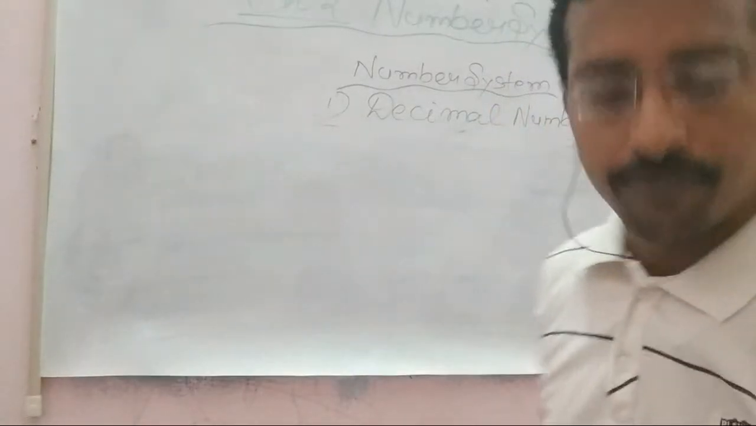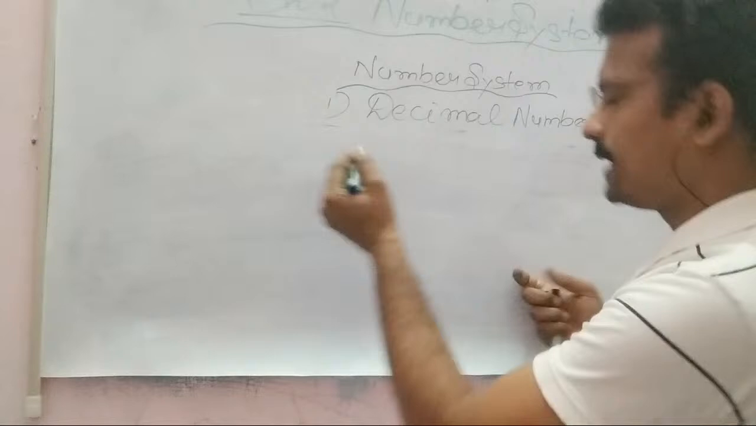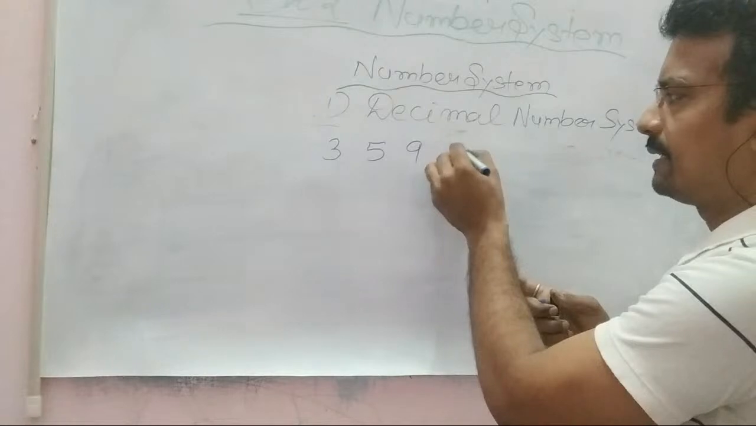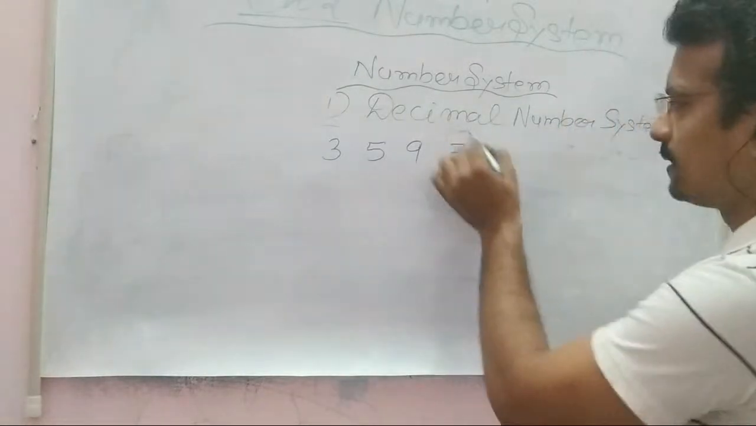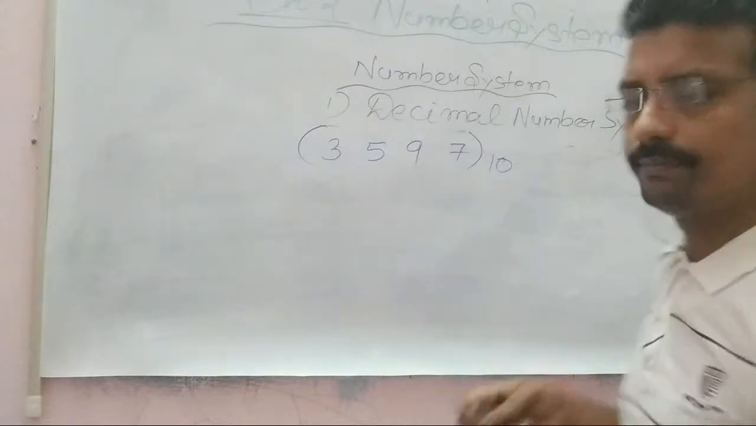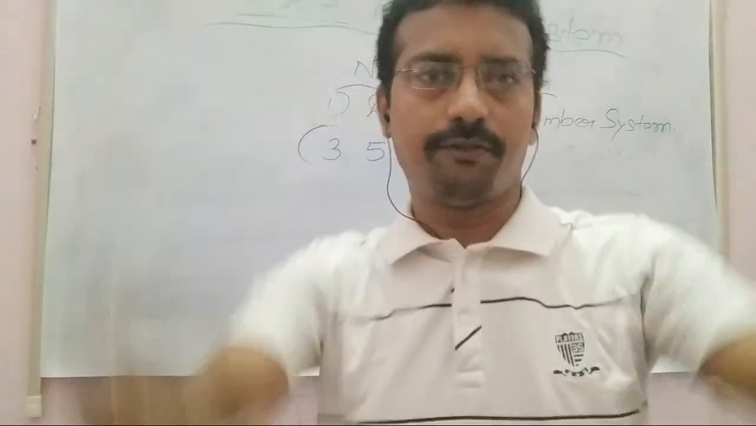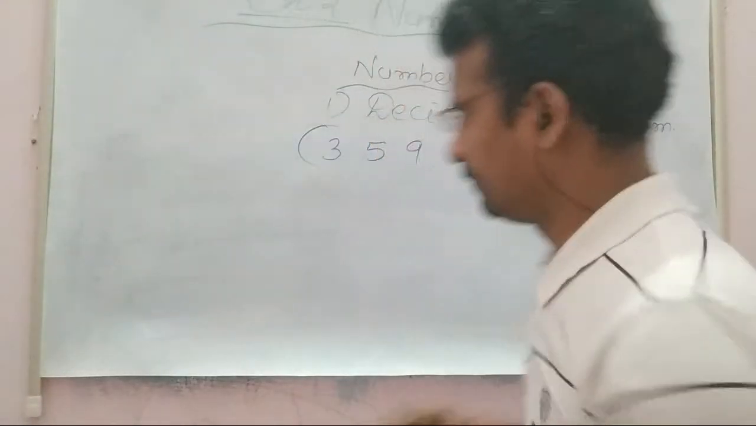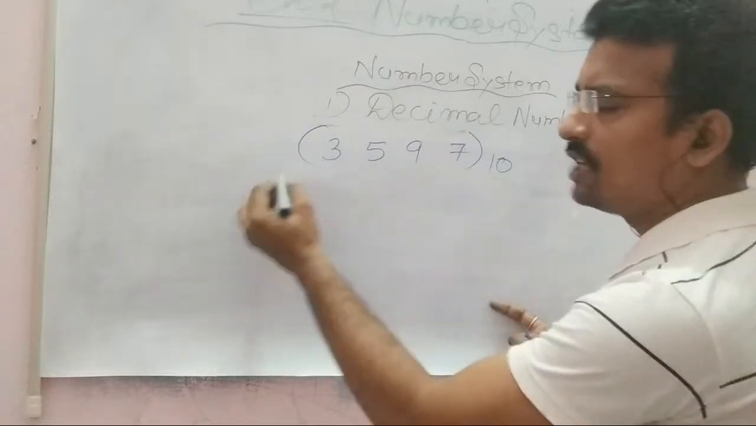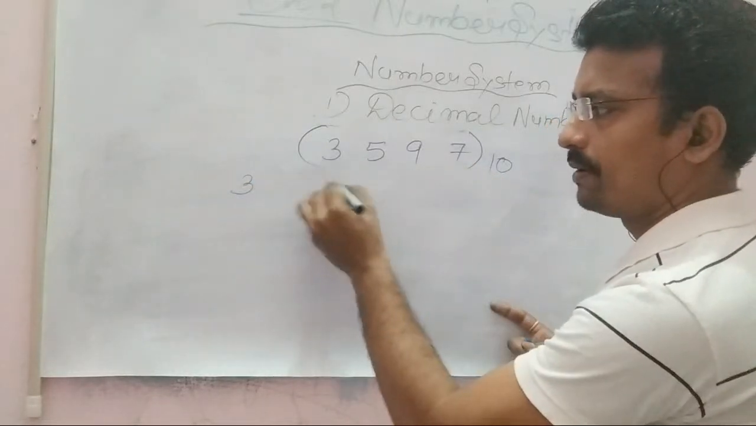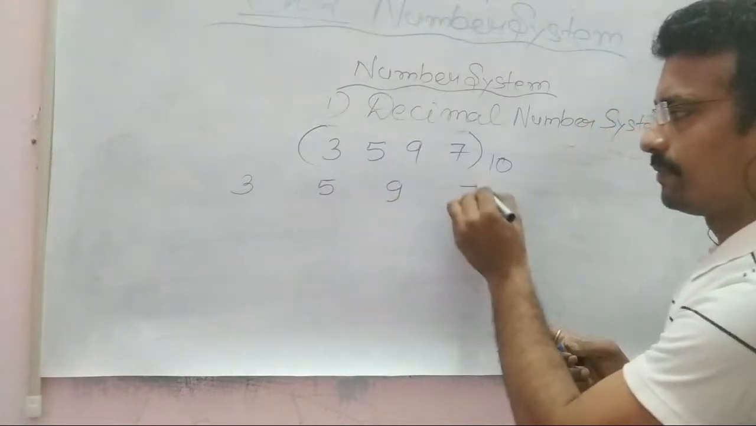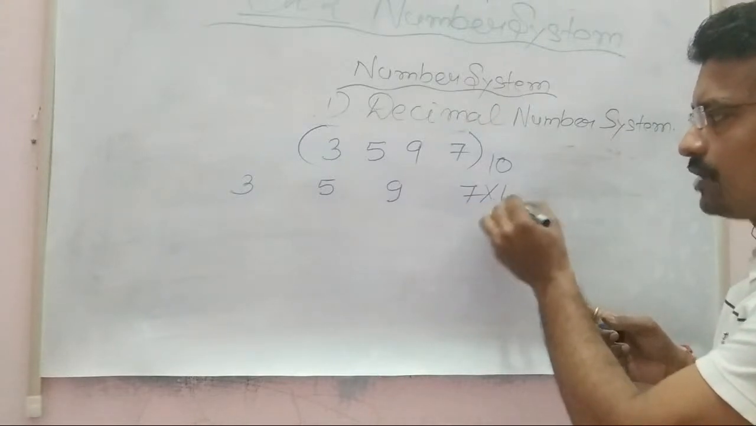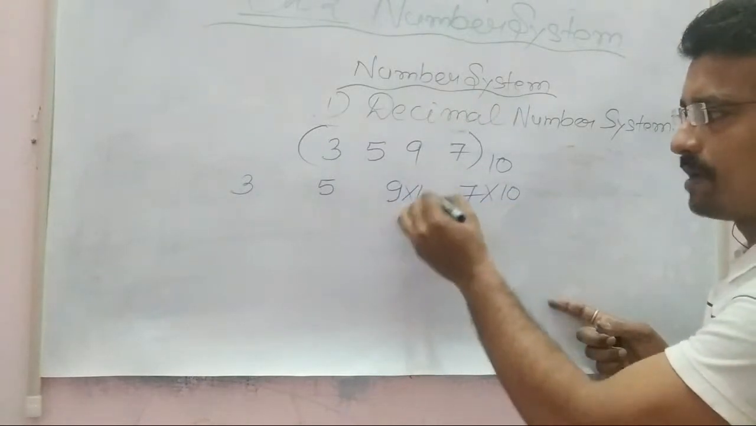See, first we will take any number. Suppose I take the number 3, 5, 9, 7, and I say this is a decimal number. Now I have to represent it in base format, then in place value format. So see how it will be done. First we will separate each digit and write it a little far. See, after that, we will multiply each digit with 10. Step number 2.